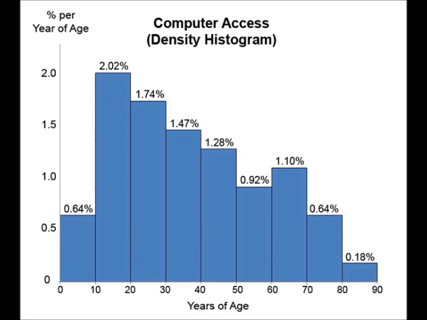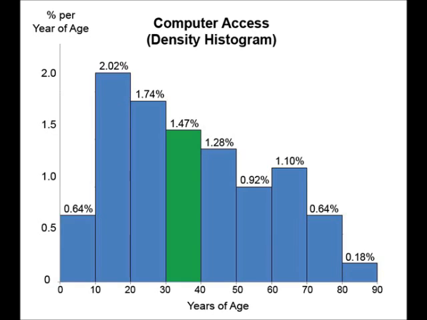For instance, if we wanted to know the percentage of people with computer access who were aged from 30 to 49 years, we would use the bar heights from the 30 to 40 category and the 40 to 50 category as follows. 1.74% times 10 plus 1.28% times 10 equals 27.5%. If we wanted to know the percentage of people with computer access who were aged between 0 and 19 years, we'd use the bar heights from the 0 to 10 category and the 10 to 20 category as follows. 0.64% times 10 plus 2.02% times 10 equals 26.6%.